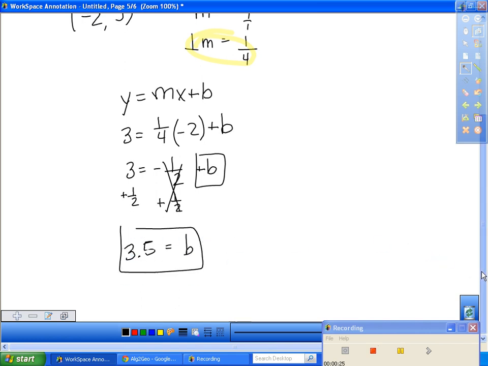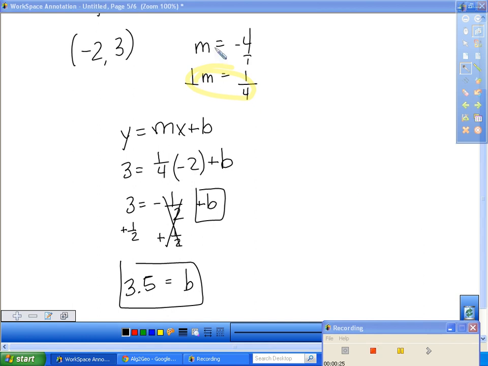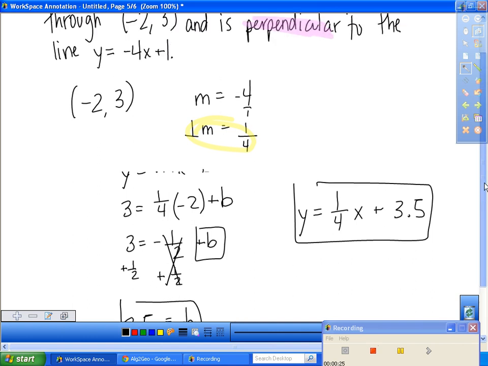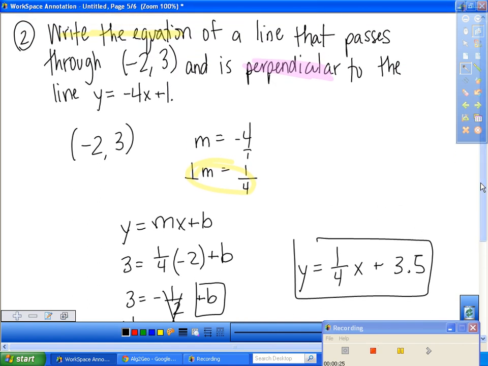And now again, I can substitute that back in because I know my perpendicular slope and the y-intercept that I need to get using that perpendicular slope. So my final answer should be y equals 1/4 x plus 3.5. And that is the equation of a line perpendicular to this line.